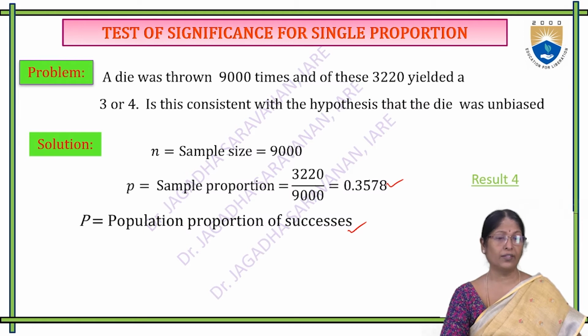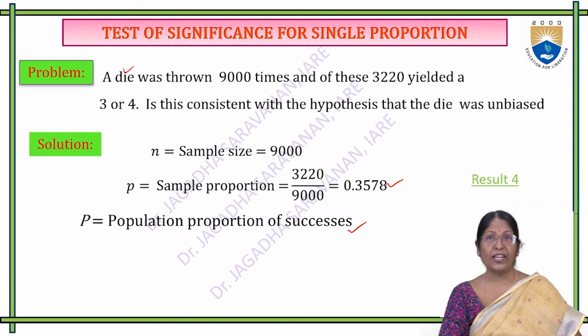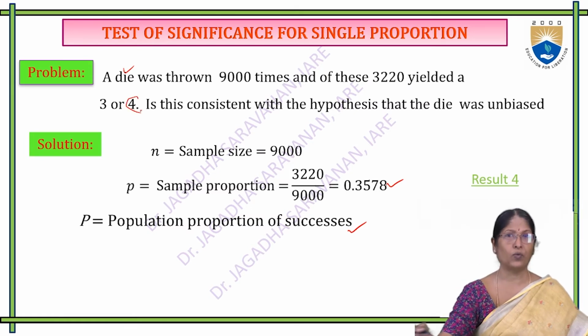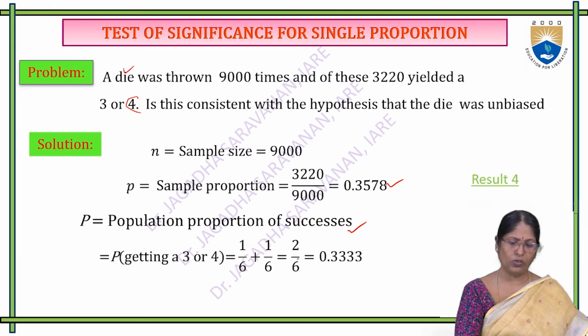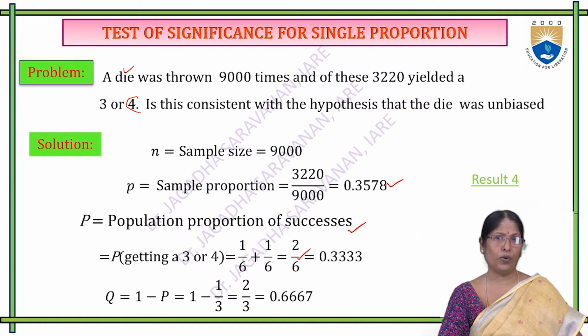is a single die. The probability of getting 3 is 1 by 6, because the sample space for a single die is 6: 1, 2, 3, 4, 5, 6. The probability of getting 3 is 1 by 6, and the probability of getting 4 is 1 by 6. So both together, 3 or 4, is 2 by 6, that is 0.3333.